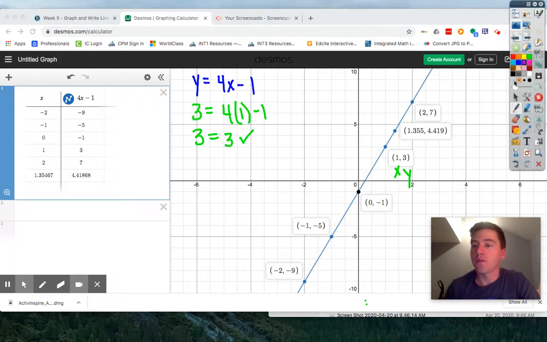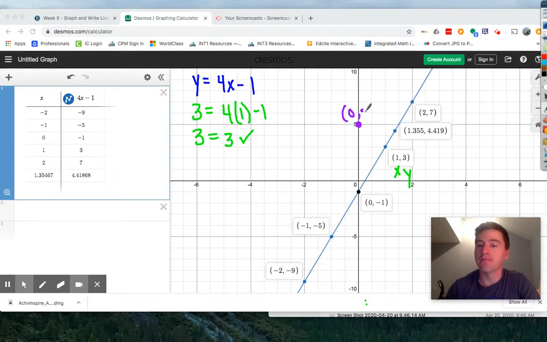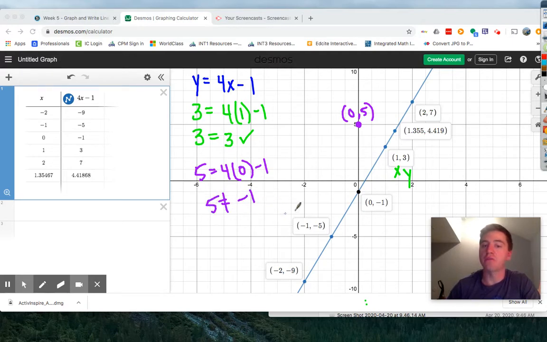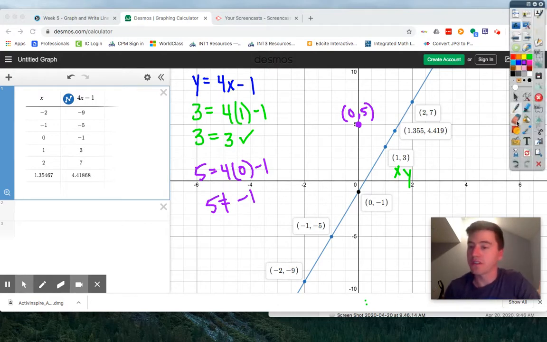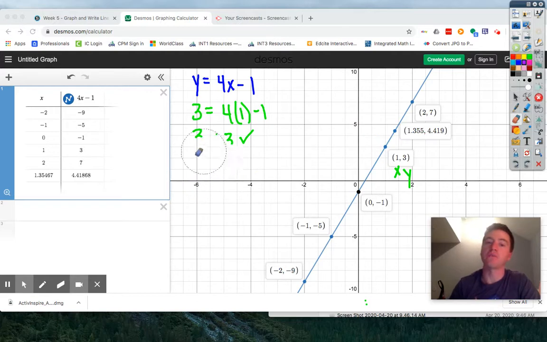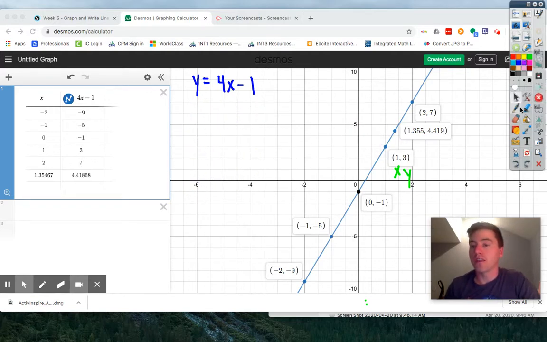Well, what if I were to pick one that wasn't on the line, say (0, 5), right? What do you think is going to happen? It's not a solution because it's not on the line. It's not going to work out. I'll show you real quick. 4 times 0 is 0, and 0 minus 1 is -1. 5 does not equal -1. So, of course, this does not work. This is not a solution because it's not on the line. We could have predicted that. All right, so that's pretty straightforward.